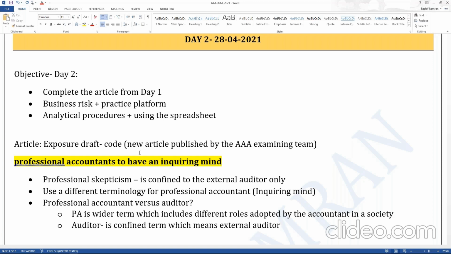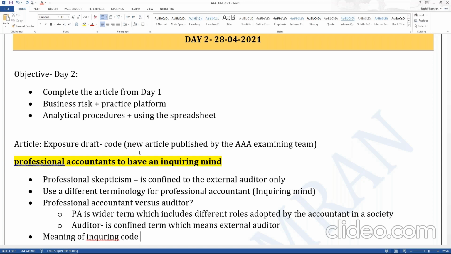Everyone? Okay, so which terminology will be used for an auditor, inquiring mind or professional skepticism, in the exam paper? The professional skepticism, right? And which terminology will be used for a professional accountant? Which terminology will be used for a professional accountant? Definitely inquiring mind, right?